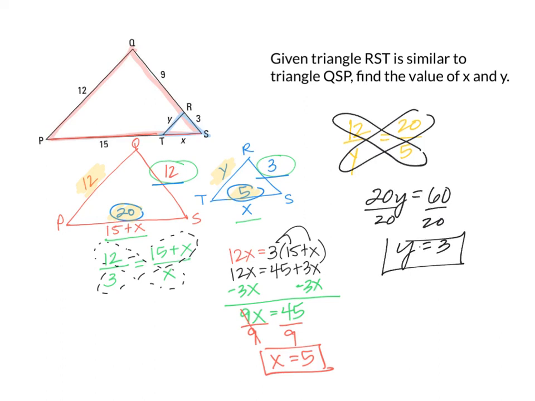Which hopefully you predicted, because you may have noticed that this was an isosceles triangle. So we would hope that this would be an isosceles triangle as well, which is what we have found.